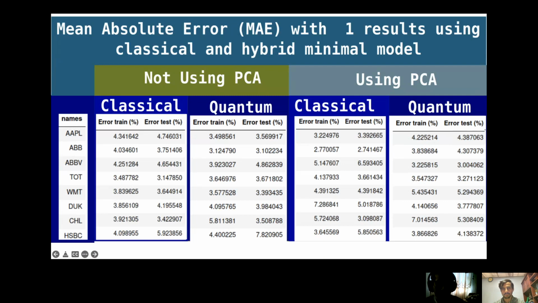We need to remark that the metric we identify is mean absolute error. We can reduce it to a minimal with one result, and we can see it's practically the same with positive or negative one in the training and test. So practically the result is the same using PCA or not using it, with respect to the classical. The next one.